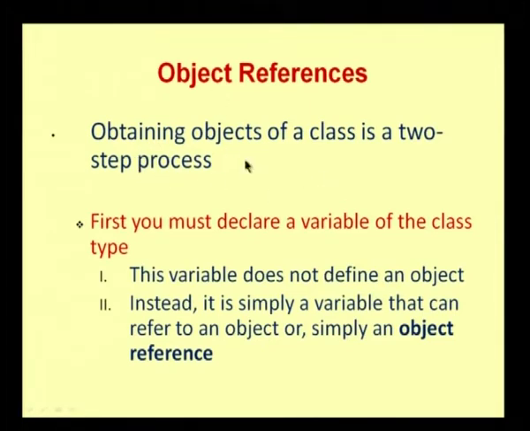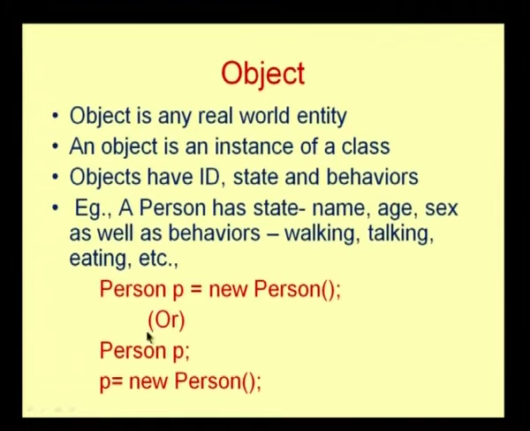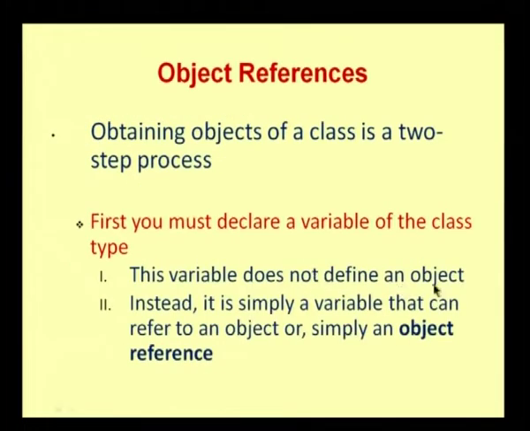So obtaining objects of a class is a two-step process. One is, first you must declare a variable of the class type. In the previous example we have seen person. Here we have a variable that is being declared, that is, p is an object of type person. This variable does not define an object. Instead, it is simply a variable that can refer to an object, or simply an object reference.